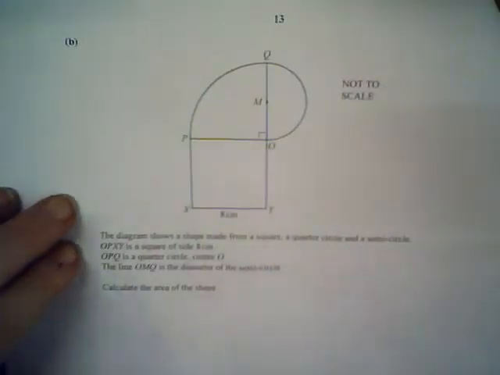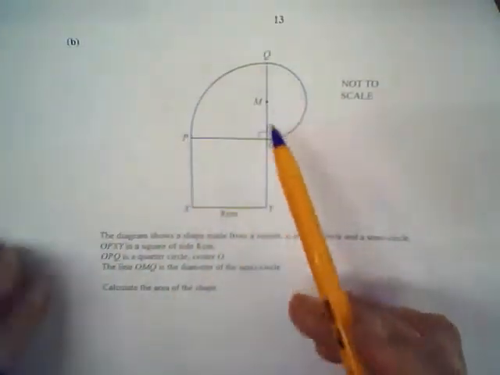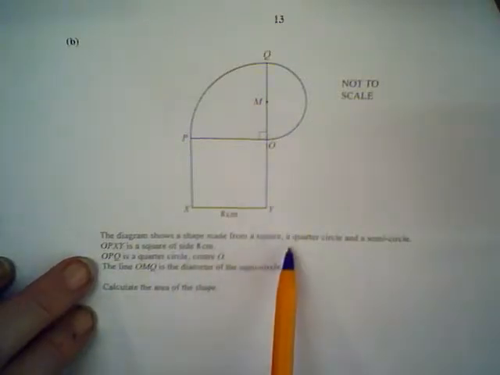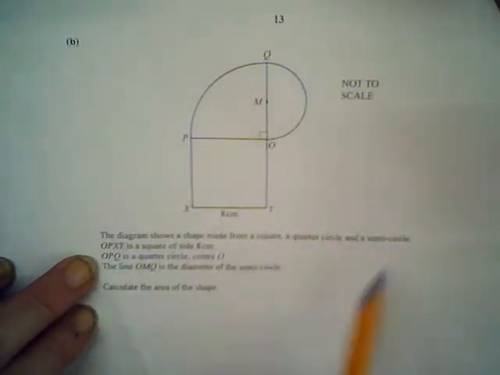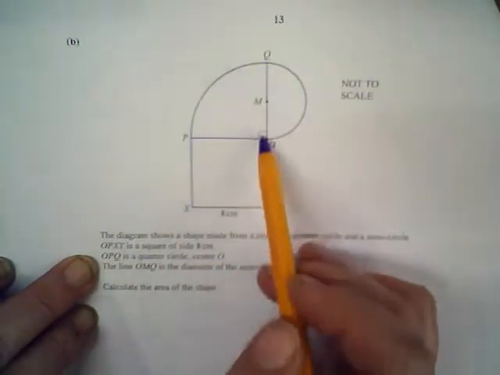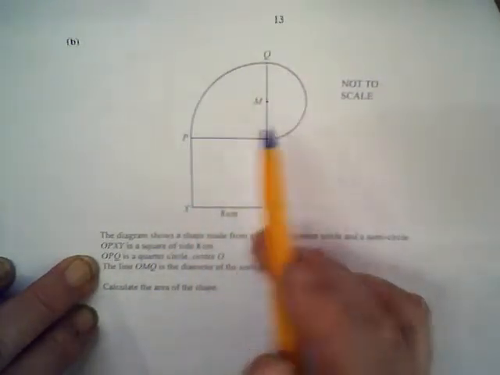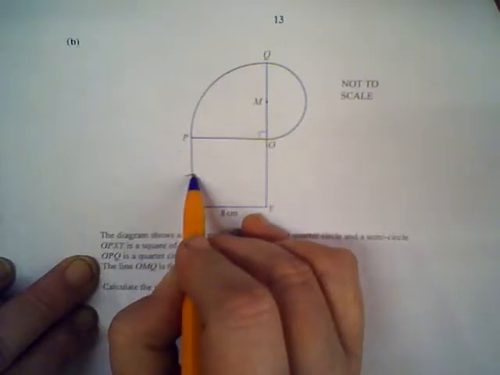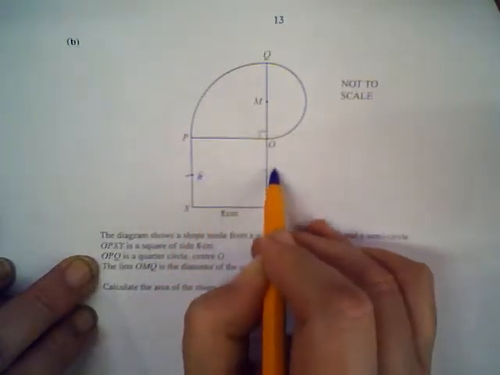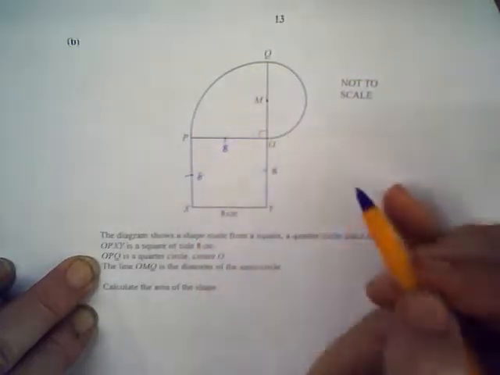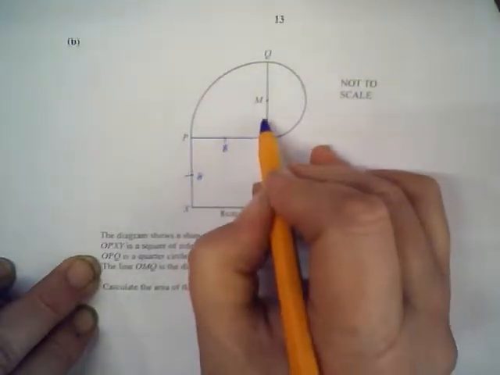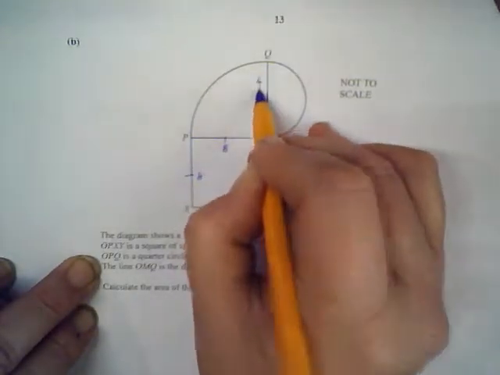Okay, good. The next one is a diagram with a shape made of a square, a quarter of a circle and a semicircle. So there's my quarter of a circle and there's my semicircle, and it's all square. So this is 8, that one is 8, that's 8, that's M, the midpoint, and that would be 4 then and 4.